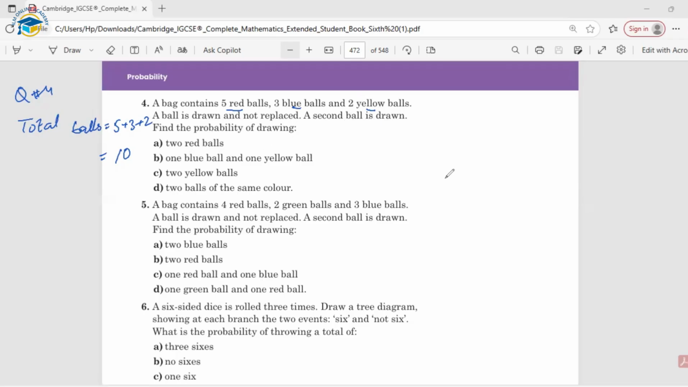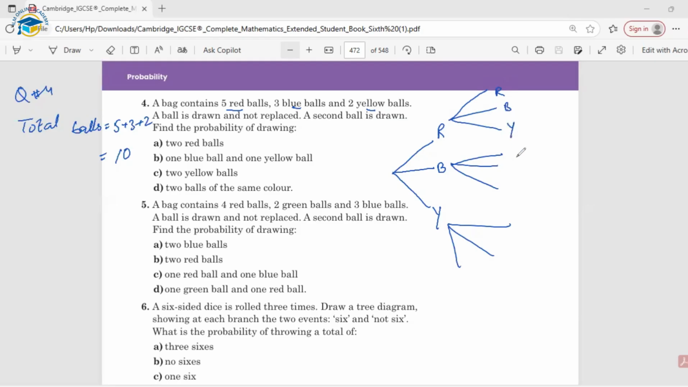So first of all, we will complete the tree diagram. 2 balls we need to go on with. So this time we are going to have 3 branches: red, blue, and yellow. Second drawn: red, blue, yellow, red, blue, yellow, red, blue, yellow. In this similar order, you need to write red, blue, yellow for each branch. Okay, so now we need to write down the probabilities.